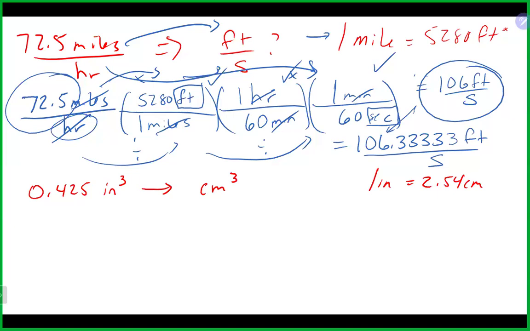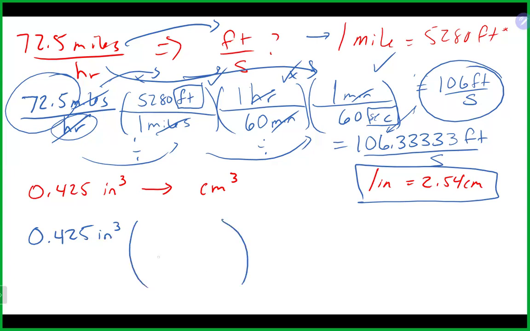All right, last one here, 0.425 cubic inches, and we want centimeters. So clearly here we could use this equality. So I'm going to start with my number here, 0.425 cubic inches. Once again, the cubic inches are on top. So I'm going to use my conversion here, and that is going to be an inch on the bottom, 2.54 centimeters up on top.